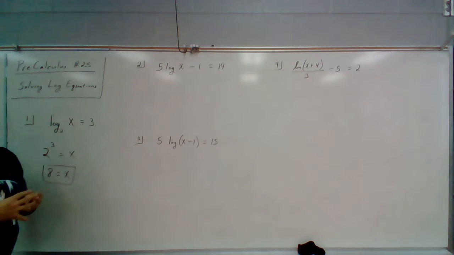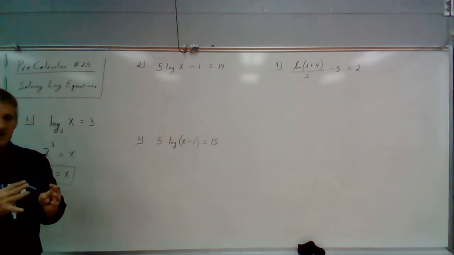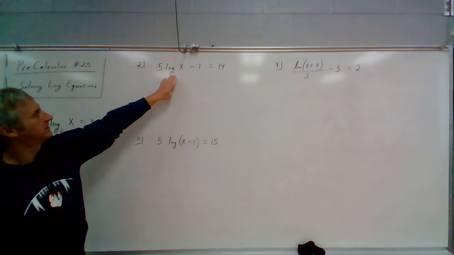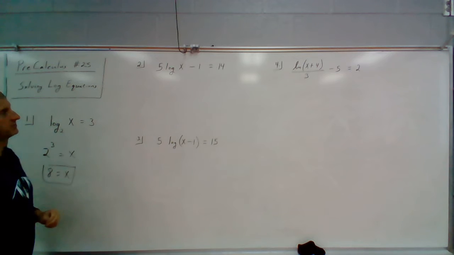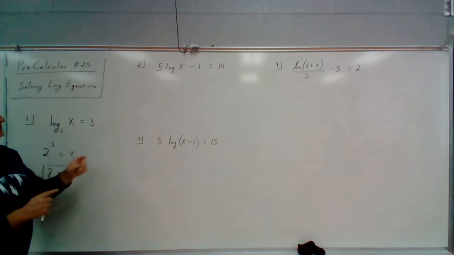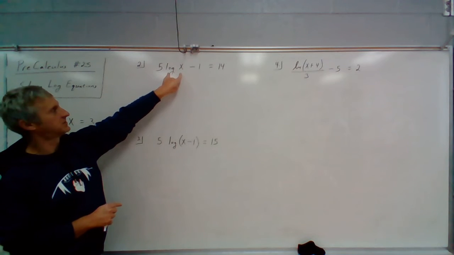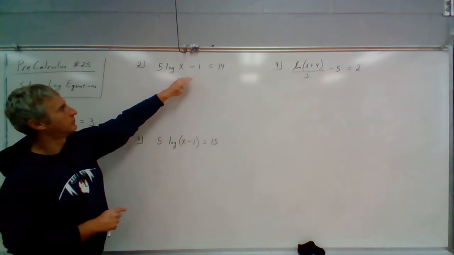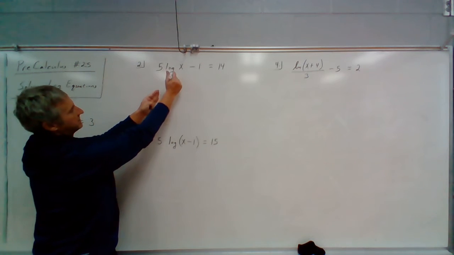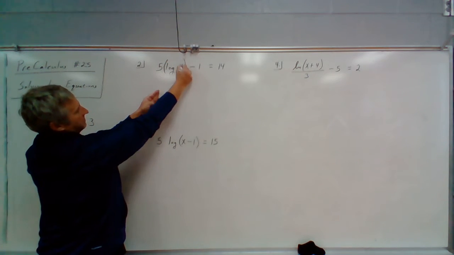Like with exponential equations, we wanted to isolate the exponential expression. Here we want to isolate the logarithm expression. So we want to get this log of x by itself. Make sure you understand that this is log of x, then minus 1. It's not the log of x minus 1 together. So what this means is this.